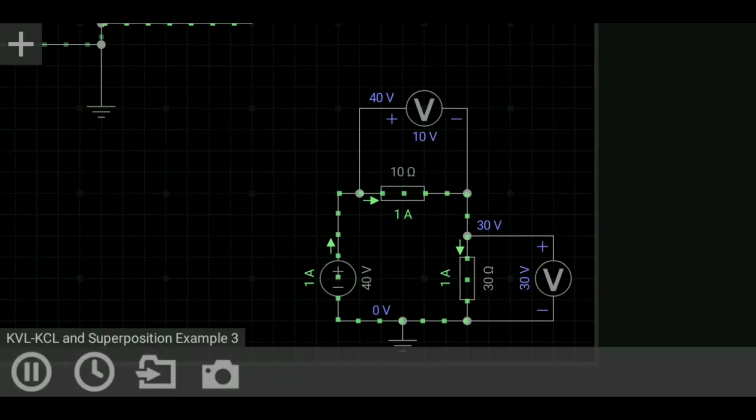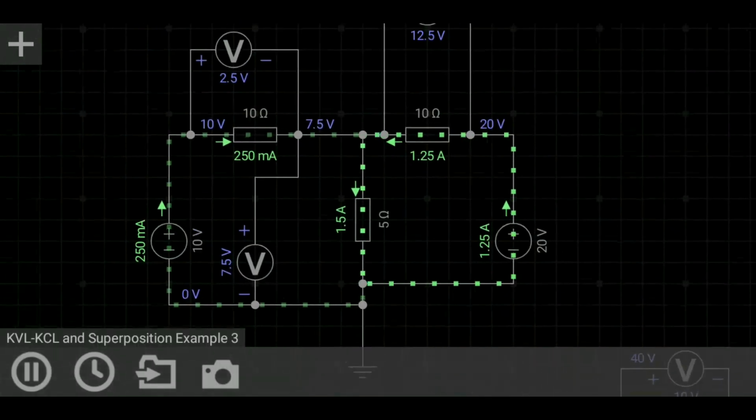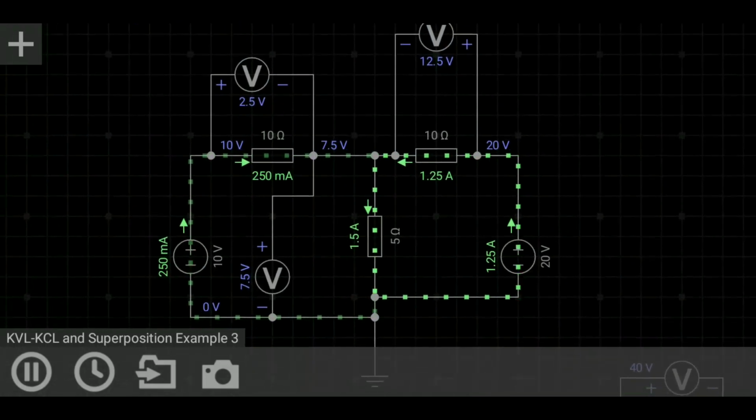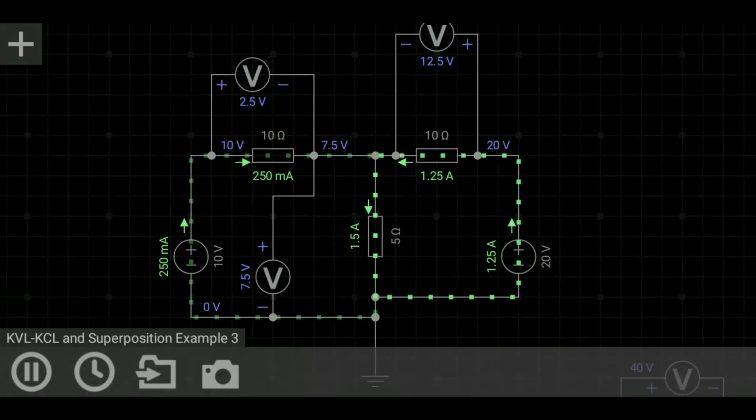Okay, before going to another example, we need to understand the things related to KVL. First we start with the derivation of KVL, then the steps required to solve any KVL problem, and after that we analyze this example. This is the best example to analyze. Okay, let's go.